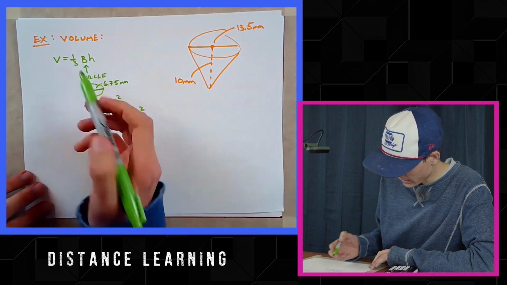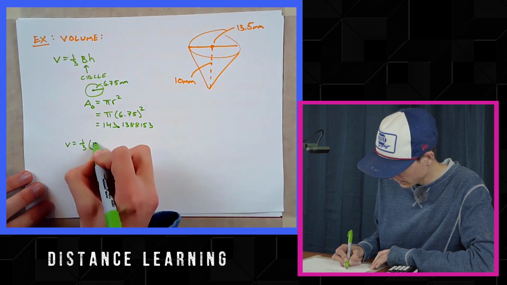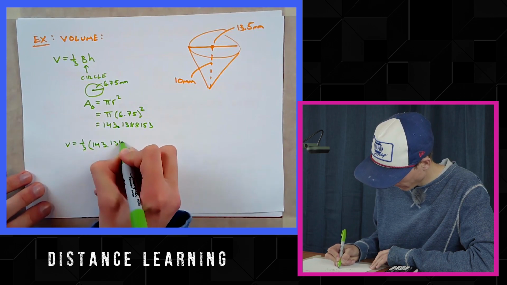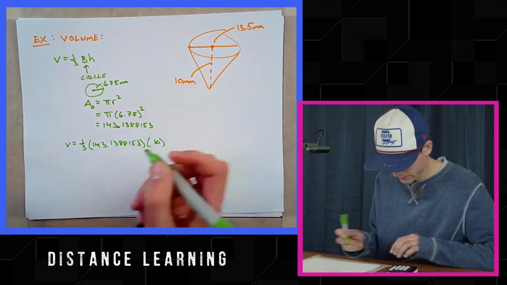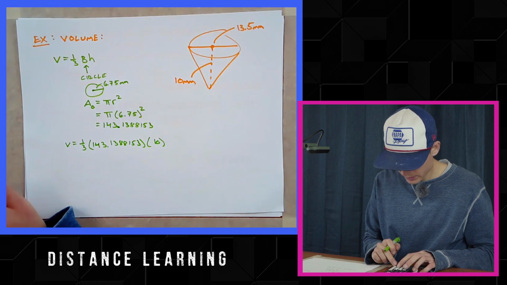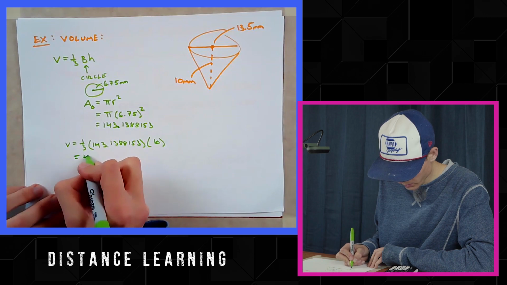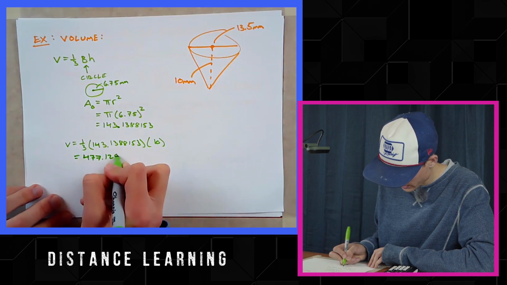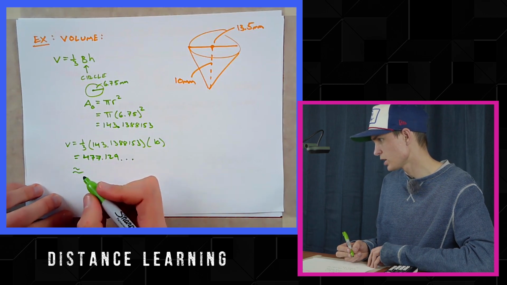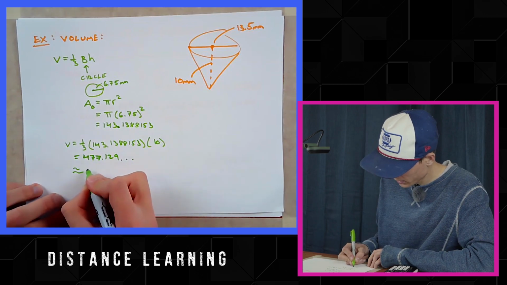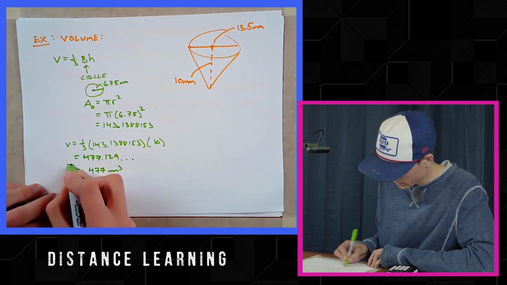So that's your base. So that means volume being 1/3 base times height being 10, multiplied by 10, divided by 3, you will get 477.129 yada yada yada. The book says round to the nearest cubic millimeters, the nearest whole number, so that would round to 477 millimeters cubed.